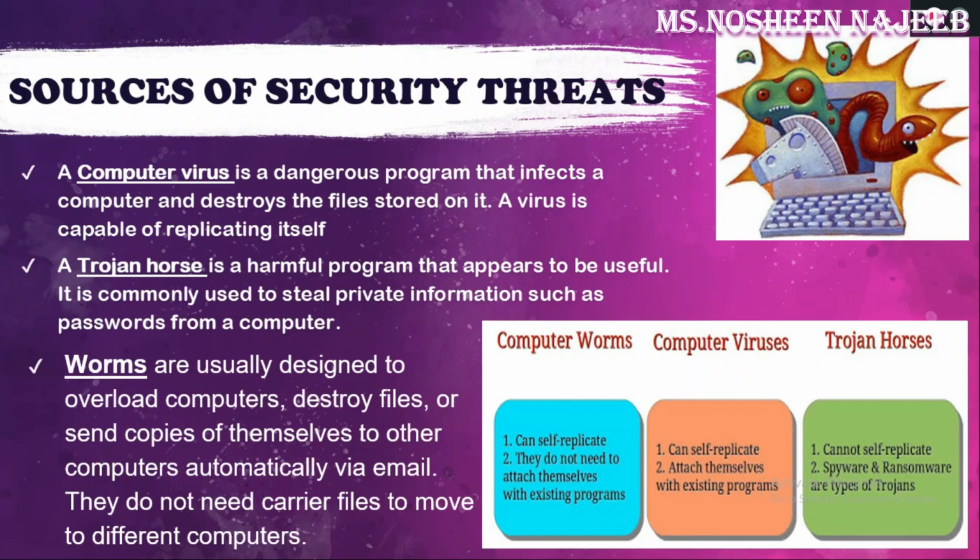ठीक है, वायरस क्या है? It is a program. Actually, it is a code which is attached itself to a file, and that file is called carrier file. ये हम लोग क्लास में भी डिस्कस कर चुके हैं, तो मैं रिवाइज करवा रही हूँ इसको. The next one you have is Trojan horse. A Trojan horse is a harmful program that appears to be useful. It is commonly used to steal private information such as passwords from a computer.